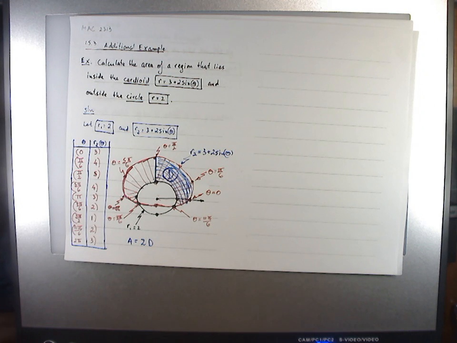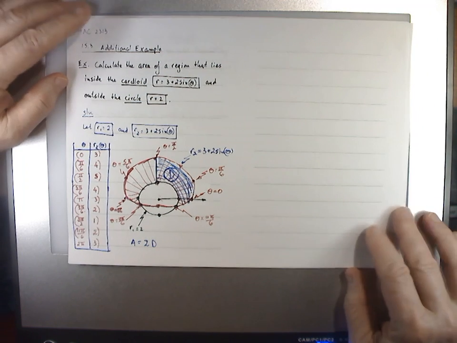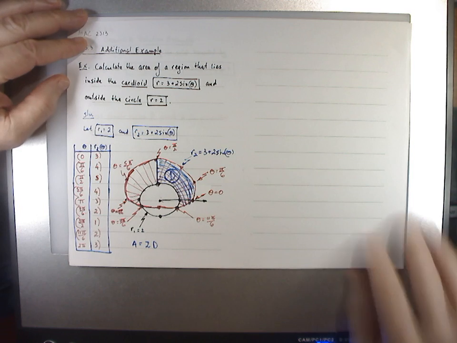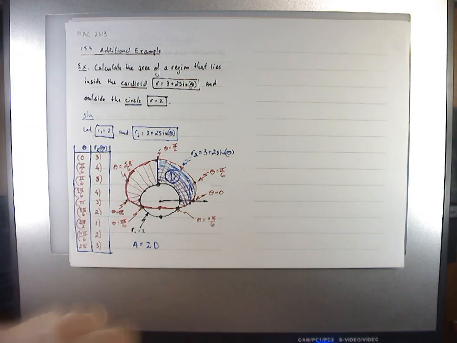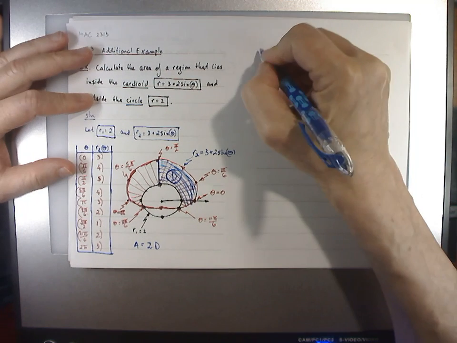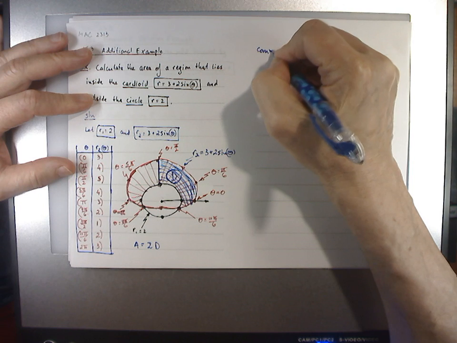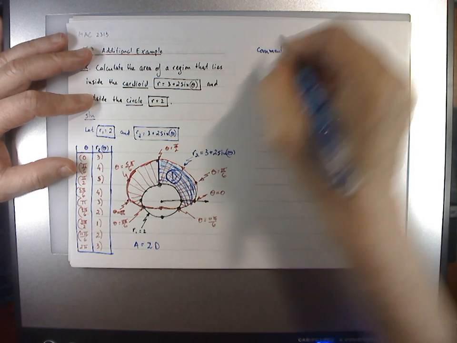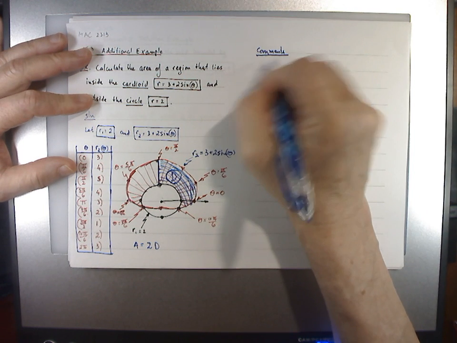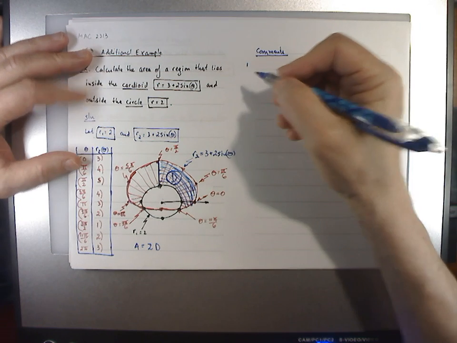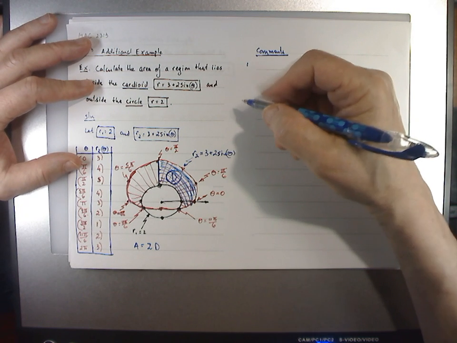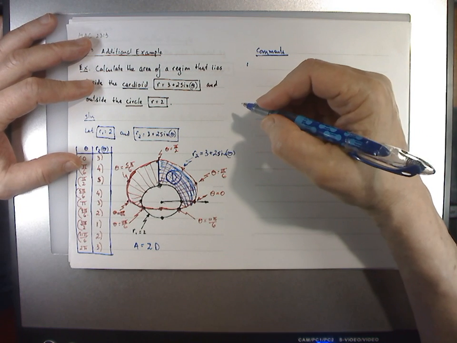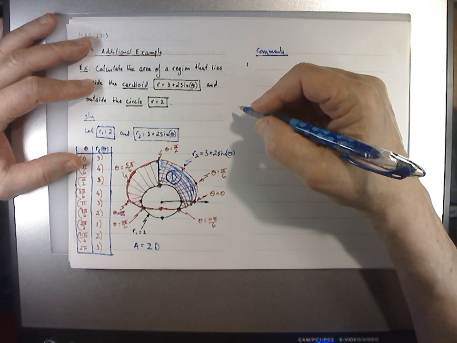All right. So I have a comment here. So first of all, let me write what I just said. So I have a couple of comments. So the first comment: we use symmetry about the vertical axis theta equals pi over 2 to calculate 1/2 of the area.